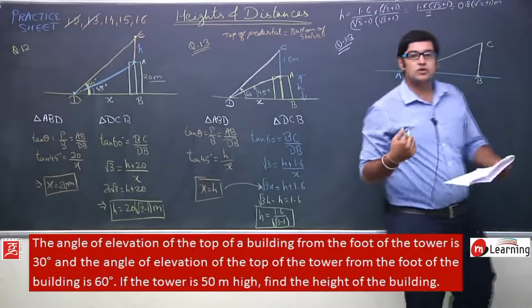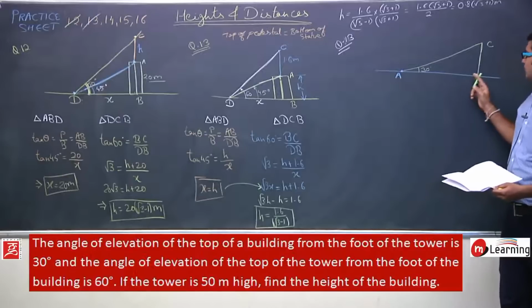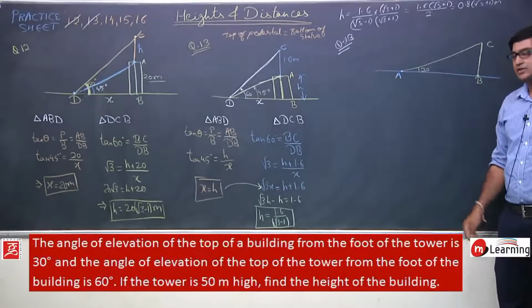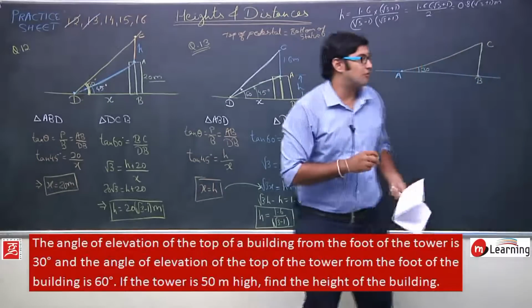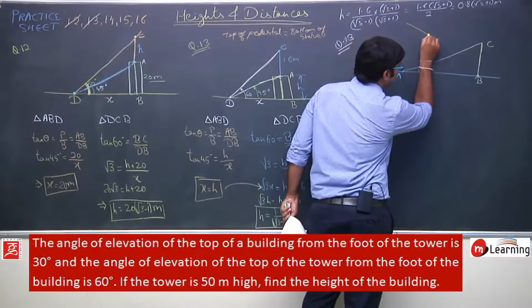Now I get shifted to the building. Now I am standing near the building. So from the building I need to observe this tower. How should I observe this? I need to move my head 60 degrees upwards. So 60 degrees means almost this much.